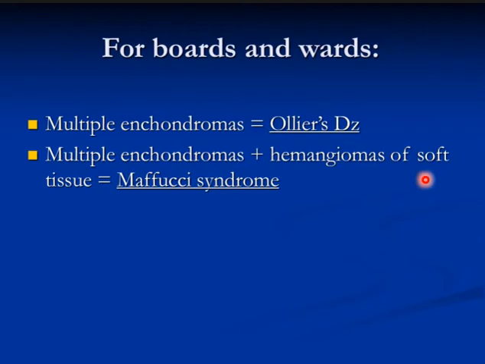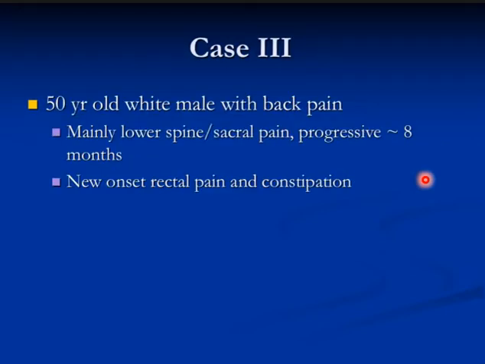In the third case, we have a 50-year-old white male with back pain, mainly in the lower spine, sacral, progressive for about 8 months. I'm giving you the entire clinical history: new onset of rectal pain and constipation. Based on the clinical history, what do you think? You are thinking of chordoma. Well, let's see.